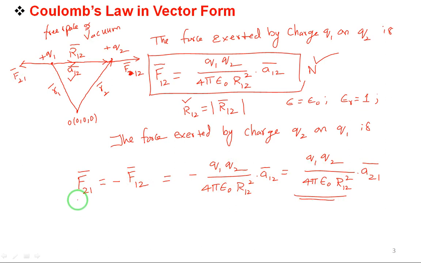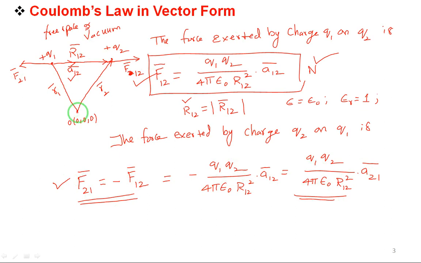Whether it is an attractive force or a repulsive force, they are equal in magnitude but opposite in direction. So this is the indication of that. The force exerted by charge Q1 on Q2 is F12. Then the force exerted by charge Q2 on Q1 is F21, and it is equal to minus F12. I hope it is clear to you.